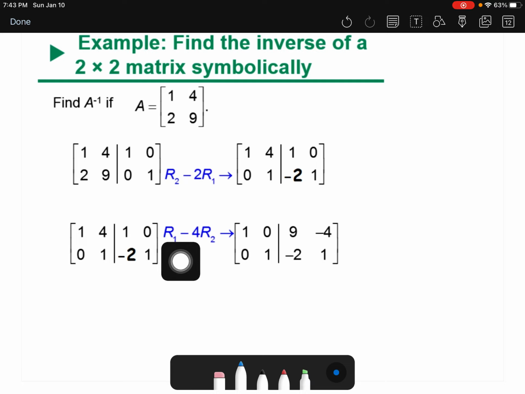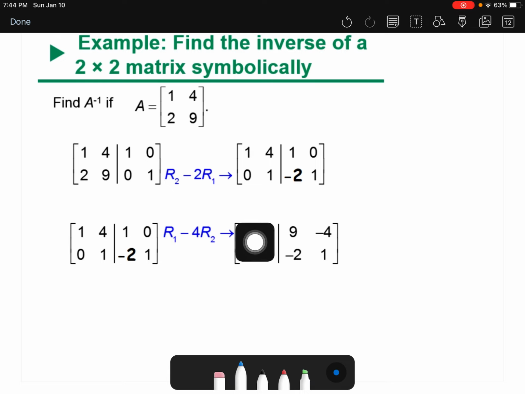And then the last thing we're going to do is we're going to take row 1 minus 4 times row 2 because we want to get a 0 in this position now. So we're taking row 1 minus 4 times row 2. So that's 1 minus 4 times 0, that stays 1. 4 minus 1 times 4, so that's 4 minus 4, that gives us 0. 1 minus 4 times negative 2, so that's 1 minus negative 8. 1 minus negative 8 is 9. Okay, and then 0 minus 4 times 1, so 0 minus 4, negative 4.